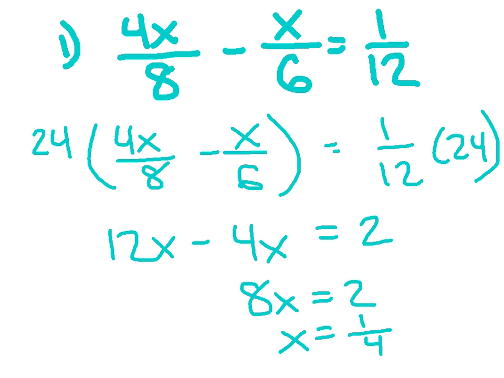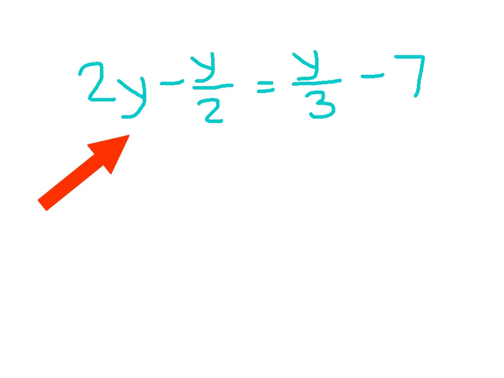Now let's move ahead to the second practice problem, and this one you'll do on your own and submit your answer on the form. Alright, go ahead and please write on your paper 2y minus y over 2 is equal to y over 3 minus 7. Solve this on your own and go ahead and submit your response on the form. Make sure you are multiplying both sides by the LCD. Okay, if you are done copying down this problem, we are now going to move ahead to our third one.